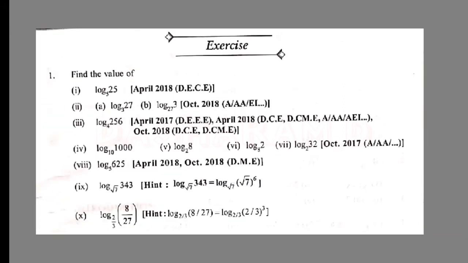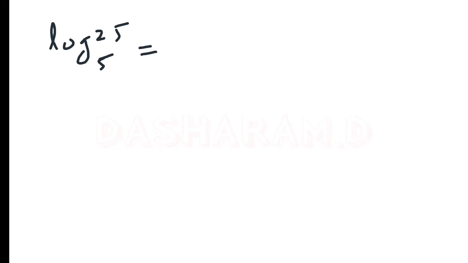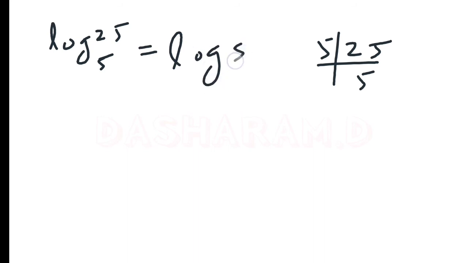So dear students, let's start the exercise. In the exercise, the first bit is find the value. First question: log 25 base 5. To find its value, very simple, we have to factorize 25. 5 fives are 25. So log 25 means log 5 square base 5.